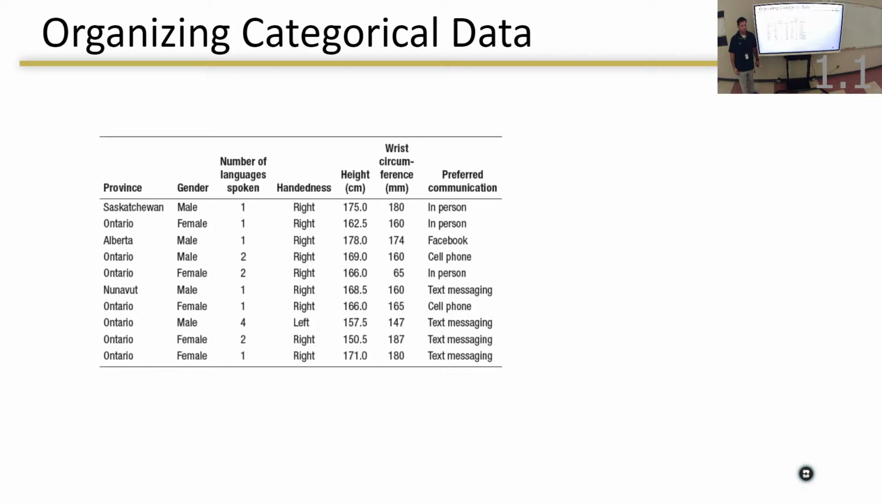Okay. So I have a person, I'm guessing, that I've got information from. Where do you live? What gender do you identify as? Number of languages spoken. Handedness, what handedness are you? I'm both. How tall are you? Some of it's categorical, and some of it's quantitative.